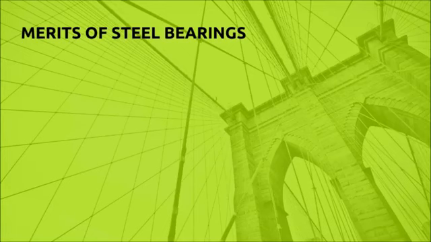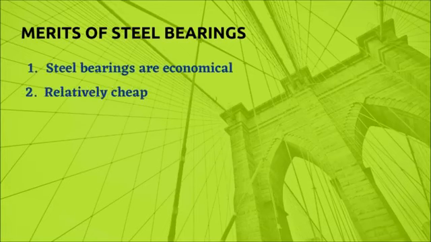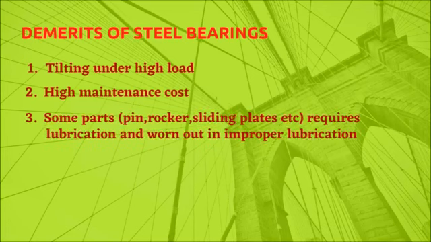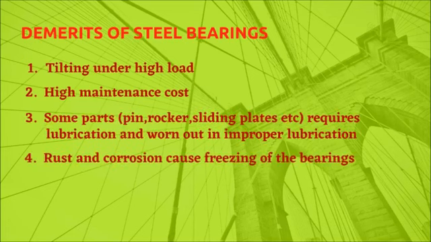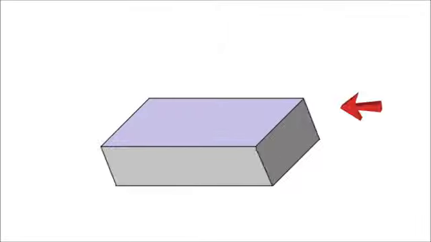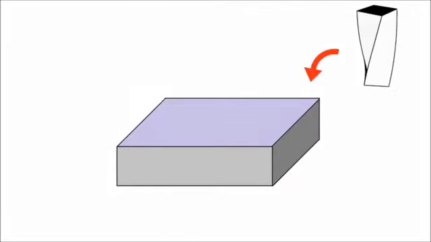Merits of steel bearings. Steel bearings are economical, relatively cheap, easily fabricated by the manufacturer, and easy to install. There are some demerits of steel bearings: tilting under high load, high maintenance cost, some parts always require lubrication and wear out with improper lubrication. Rust and corrosion in steel bearings can cause freezing of the bearings. Elastomeric bearings allow movement in all directions by elastic deformation and twisting.